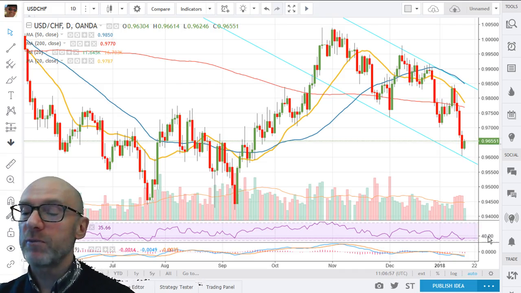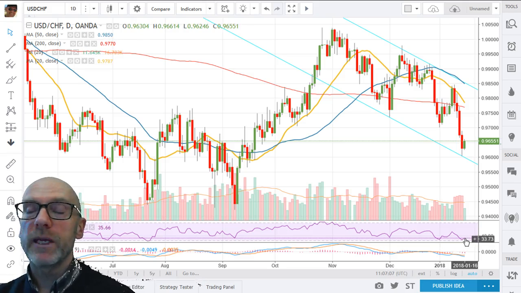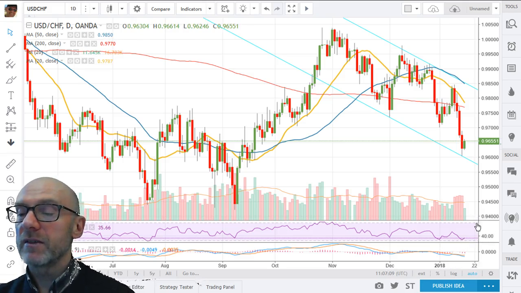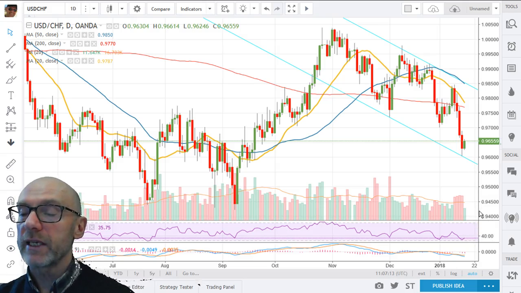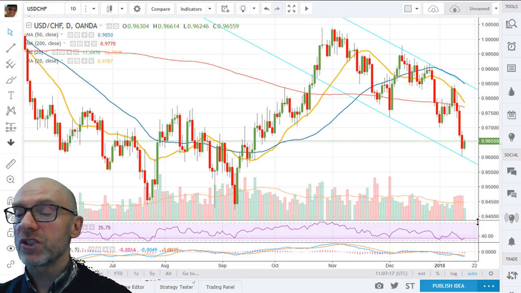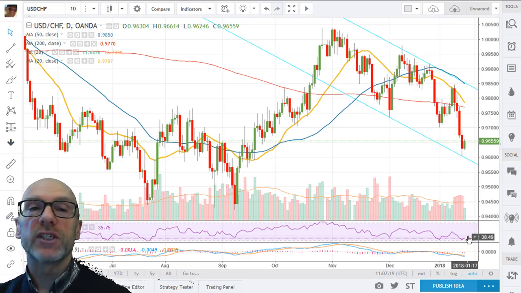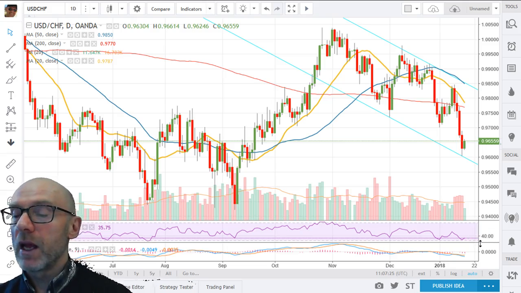RSI 35.66, and you can see on the RSI there's a potential double bottom here, the low of the 2nd of Jan and the low 15th Jan. So be aware of that. It means that if we do rally, it could be quite a good rally, but we need to wait and see. It's not sustained as yet, and we need to see some positive momentum come into the market with the RSI going back above 50.